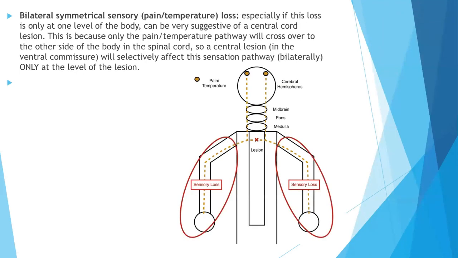So if there's bilateral symmetrical sensory pain and temperature loss, especially if this loss is only at one level of the body, it can be very suggestive of a central cord lesion. This is because only the pain and temperature pathway will cross over to the other side of the body in the spinal cord. So a central lesion in the ventral commissure will selectively affect this sensation pathway bilaterally, only at the level of the lesion. For example, in case of syringomyelia, the patient will have bilateral symmetrical sensory pain and temperature loss.